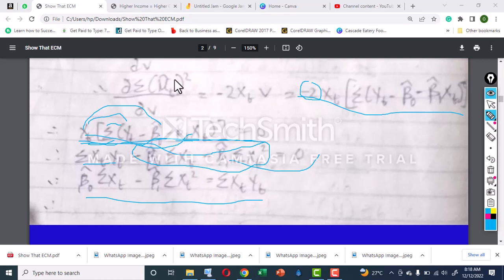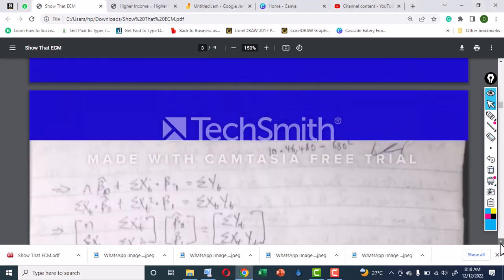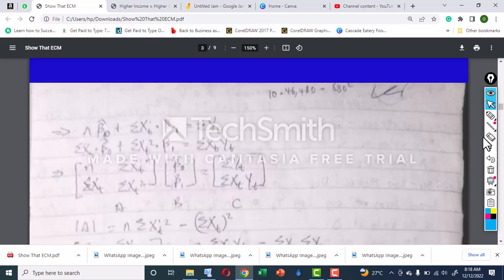So we continue. We have gotten two equations now. After differentiating with respect to b0, we have one equation. We differentiate with respect to b1, we have another equation. Yeah, these are the two equations we now have. This one equation, this another equation.